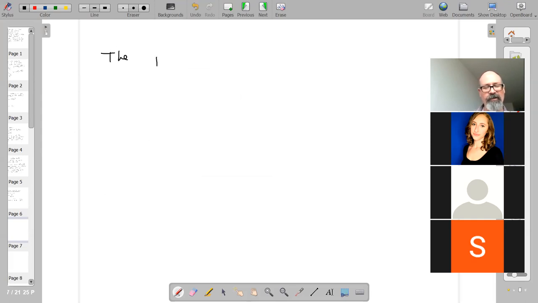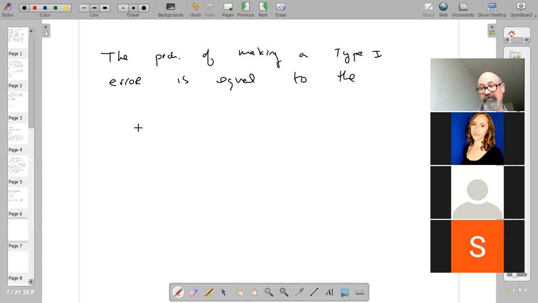The probability of making a type 1 error is equal to the significance level of the test, the significance level you choose. Now, I don't know if that fact is obvious or not. And so I'll talk a little about it.